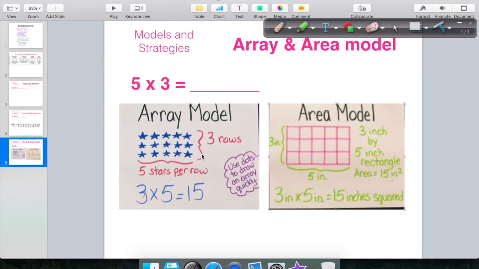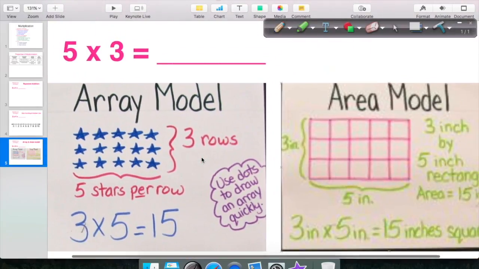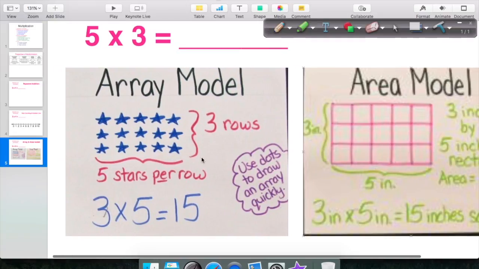Another strategy is to use the array and area model. In the array model, let's say for example your problem is 5 times 3. This is what you call an array, like columns and rows of, let's say, stars. So in this case you have 3 rows of 5. That's 1, 2, 3, 4, 5. If you're in grade 2, you can probably count all the stars and it would add up to 15.